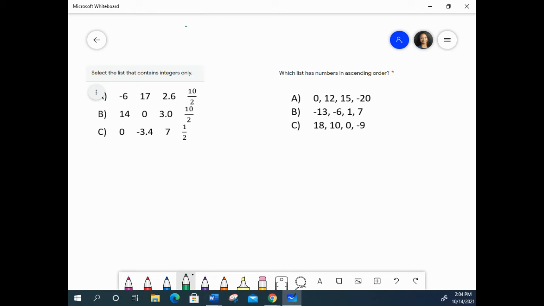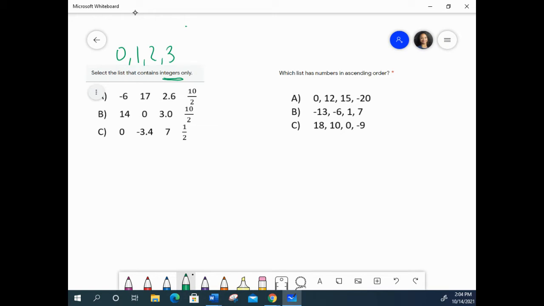Alright, ladies and gentlemen, in this video, I'm going to go over these two problems. The first one says select the list that contains integers only, so just integers. Now, we need to know what integers are in the first place. Integers are whole numbers, like the numbers 0, 1, 2, 3, so on and so forth, and they're opposites.